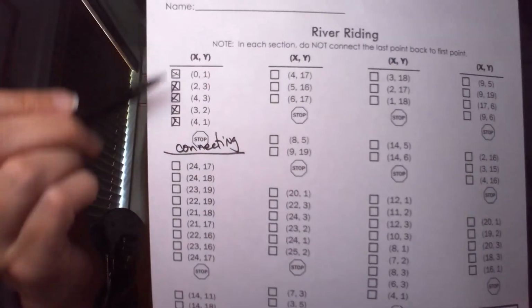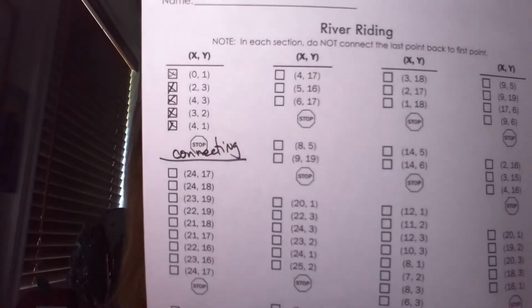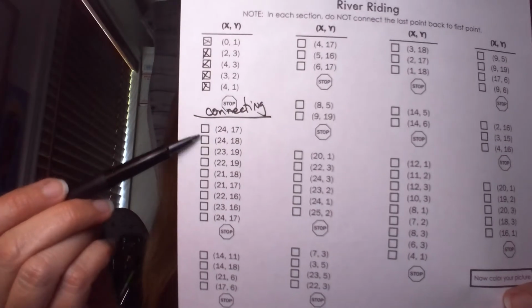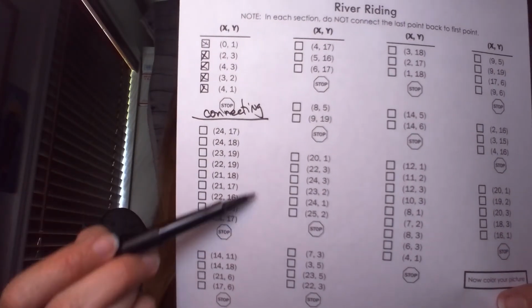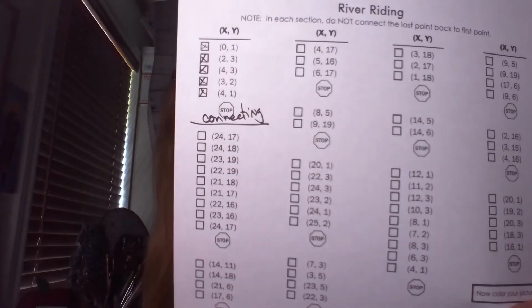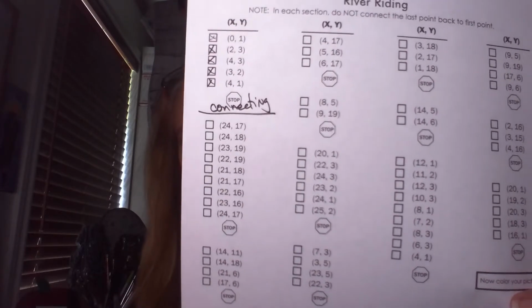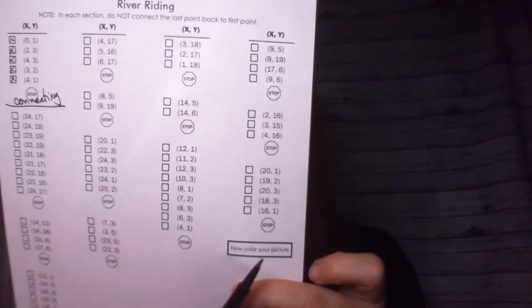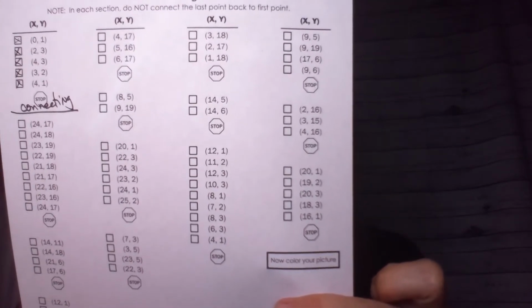connecting your dots. Okay, so I'm done with this section, and now I move on and act like it doesn't exist. And I go play with this section, and I go graph all of these coordinates on my graph paper until I get all the way to the end where it says, now color your picture. Be creative, have fun, do something fun. I will be working on this evening.